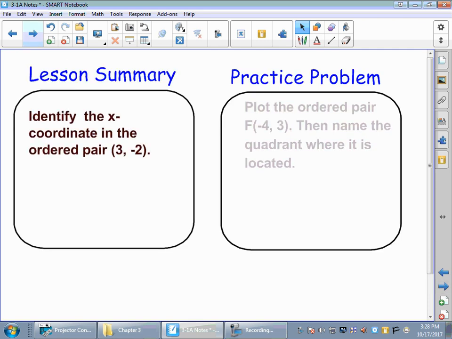All right, so I need you to identify the x coordinate in that particular ordered pair, and then I need you to plot the ordered pair F, -4, 3, then name the quadrant where it is located. You can just draw a quick little sketch of a coordinate plane for the practice problem. Good luck.